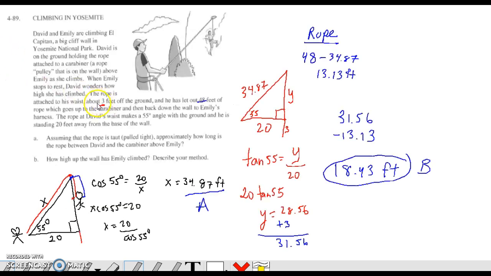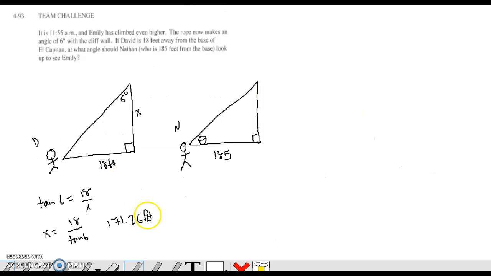All right. So we also have to recall about David, right, that if we remember from the first thing, we're still assuming that if he's attached to the rope, it's still 3 feet off the ground, right? So technically this would be plus 3, so 174.26 feet.